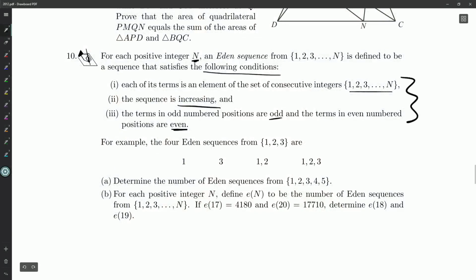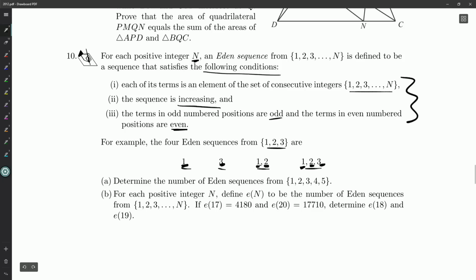Anyway, for example, the 4 Eden sequences from 1, 2, 3 are 1, 3, 1, 2, and 1, 2, 3. Okay, so you'll notice odd, then even, odd, even, odd, and these two are just plain odd. Alright, so A, determine the number of Eden sequences from 1, 2, 3, 4, 5.